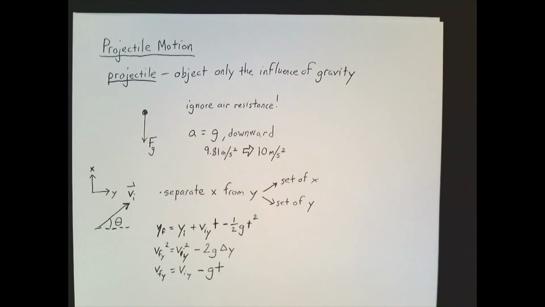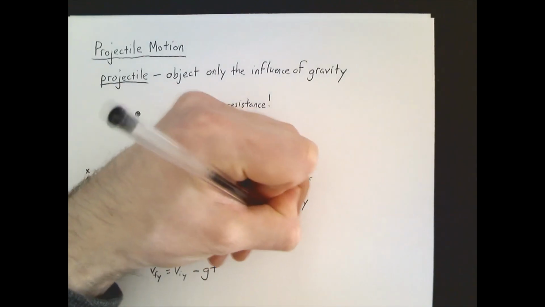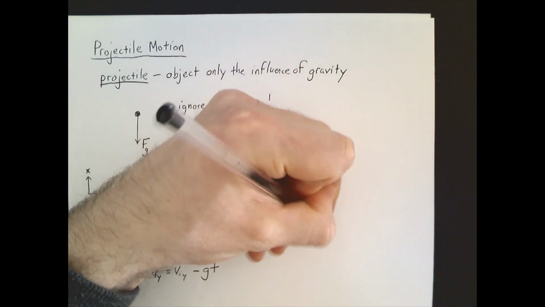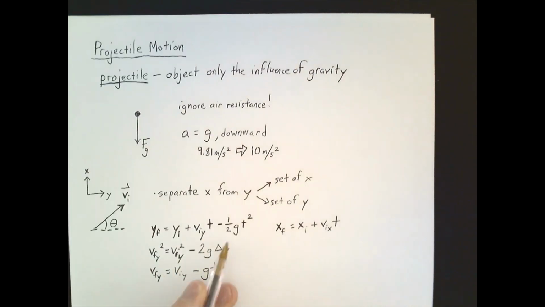The acceleration in the x direction is 0. If gravity is the only force on this object and it's downward, there are no other forces acting on it left and right once this thing is in the air. So our x equations work out to be a lot simpler. We have some initial x position plus some initial x velocity times time. The acceleration in the x direction is 0, and so this whole messy quadratic term drops out.